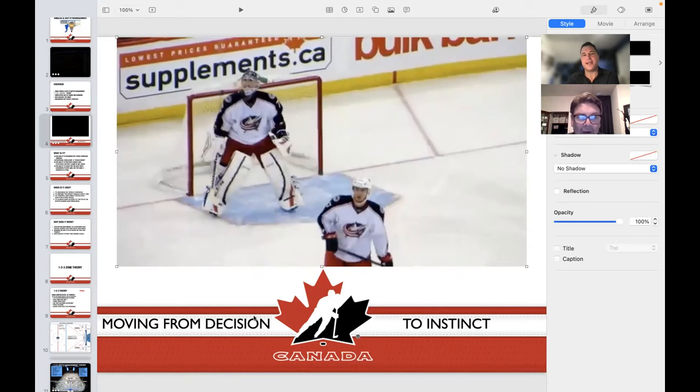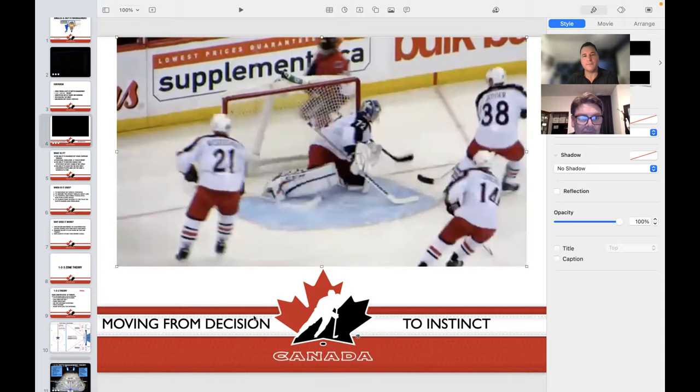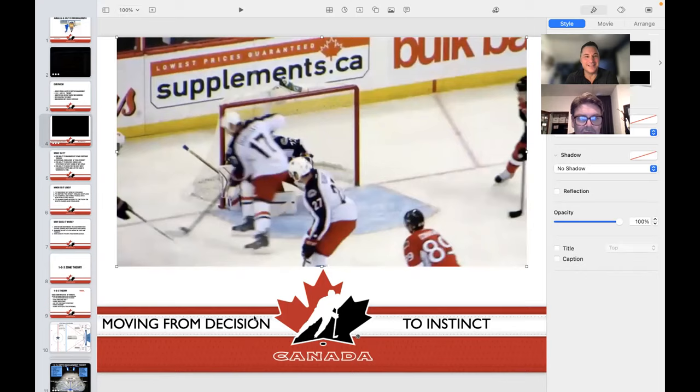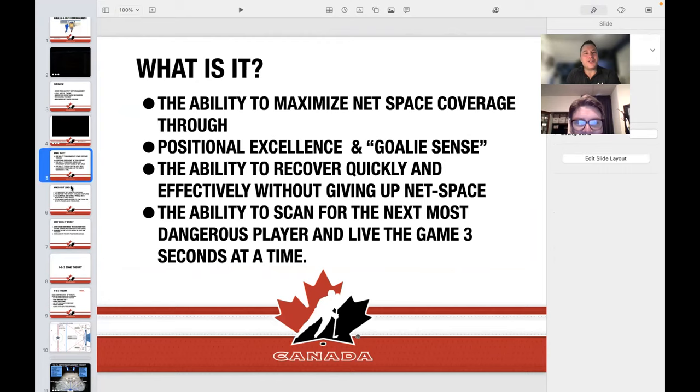Decision instinct, this Bobrovsky. I don't know if the video is good or not. Yep. But watch his head here. You'll see it in a sec. When he comes down, you'll see him kind of looking for the puck, shaking his head. Did you see that? So, just moving from decision to instinct, and we'll move down here.